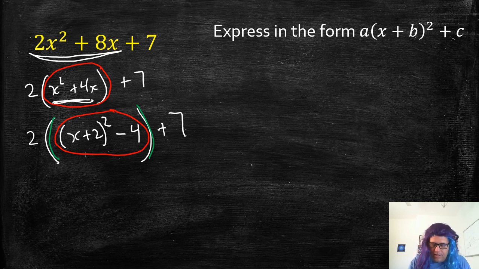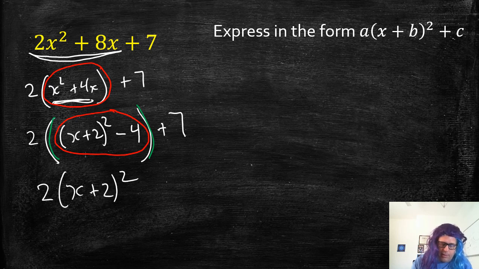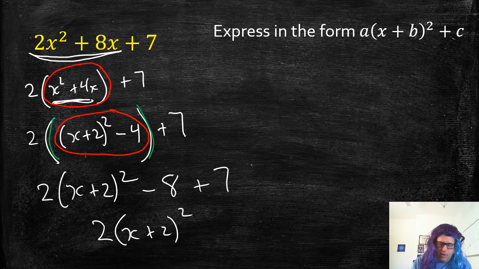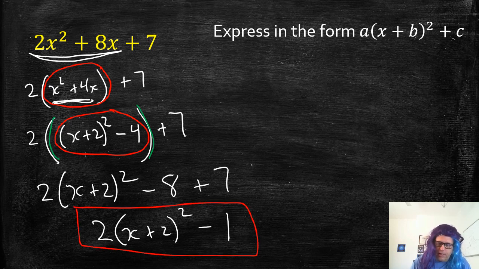Okay, so we're almost there. We just need to tidy it up now. So let's multiply: 2 times (x + 2) squared is 2 times (x + 2) squared. 2 times minus 4 is minus 8. And then I still have my plus 7 at the end. So I'm left with 2 times (x + 2) squared, minus 8 plus 7 is minus 1. That is my answer.